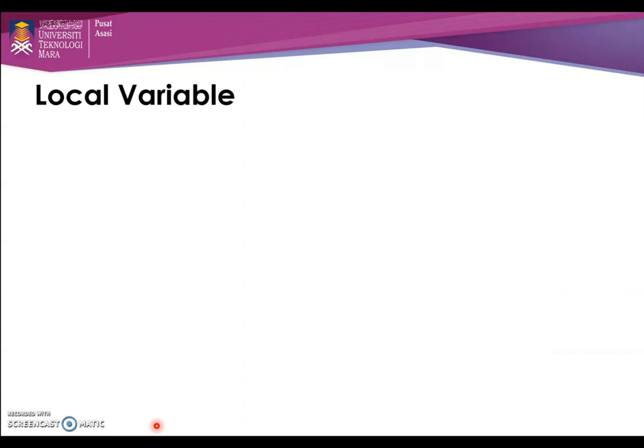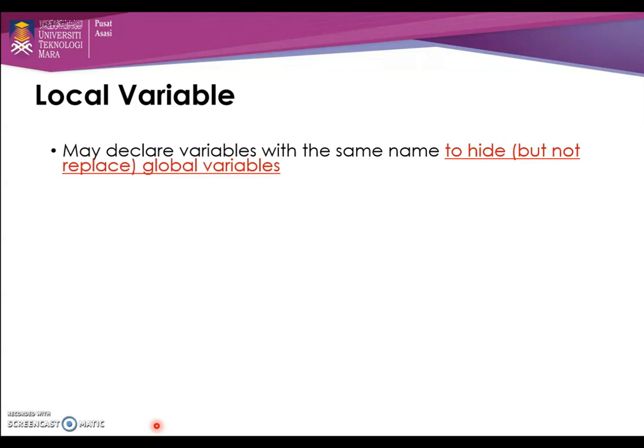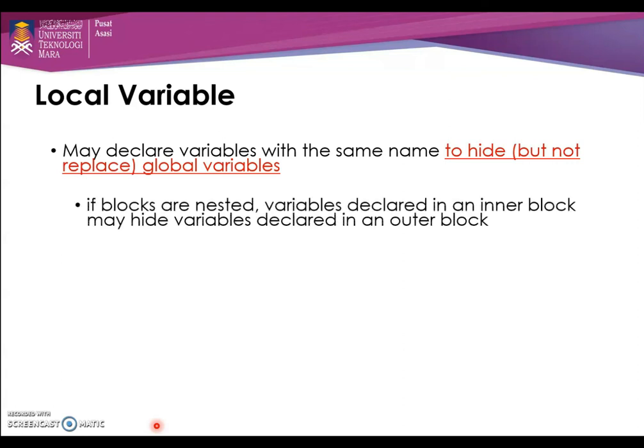Next, we go for the local variable. A local variable may be declared with the same name to hide, but not to replace, a global variable. Meaning to say, you can have a similar variable name for a global variable and your local variable. If blocks are nested, a variable declared in an inner block may hide a variable declared in an outer block.